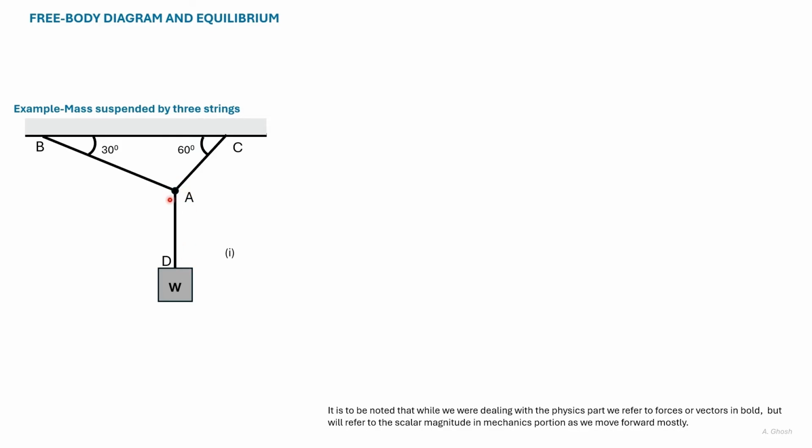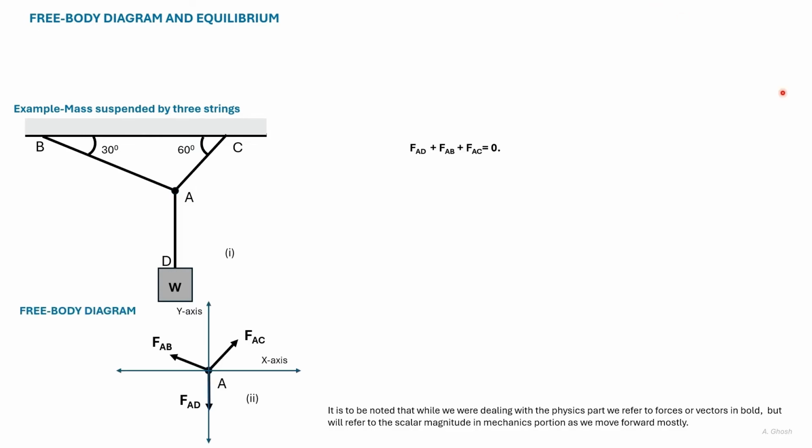Now the knot at A is being pulled by AC, AB, and AD, and the knot itself is pulling these three strings. We consider the equilibrium of the knot.